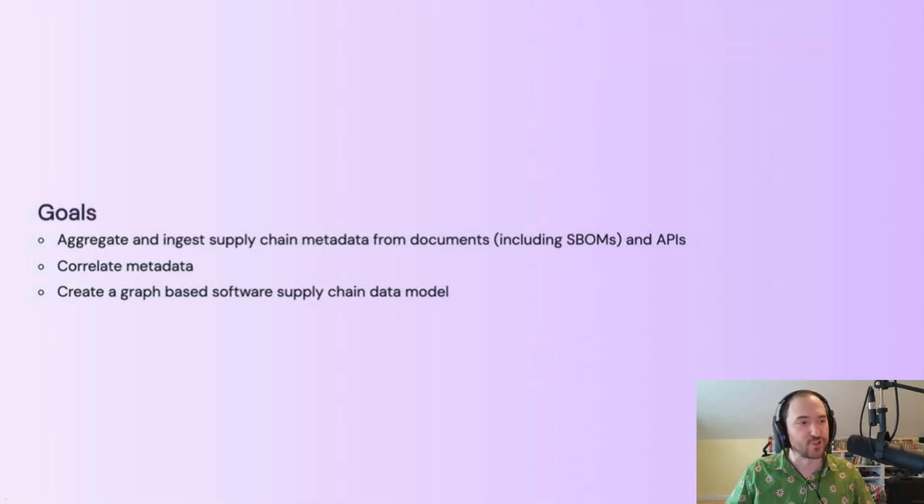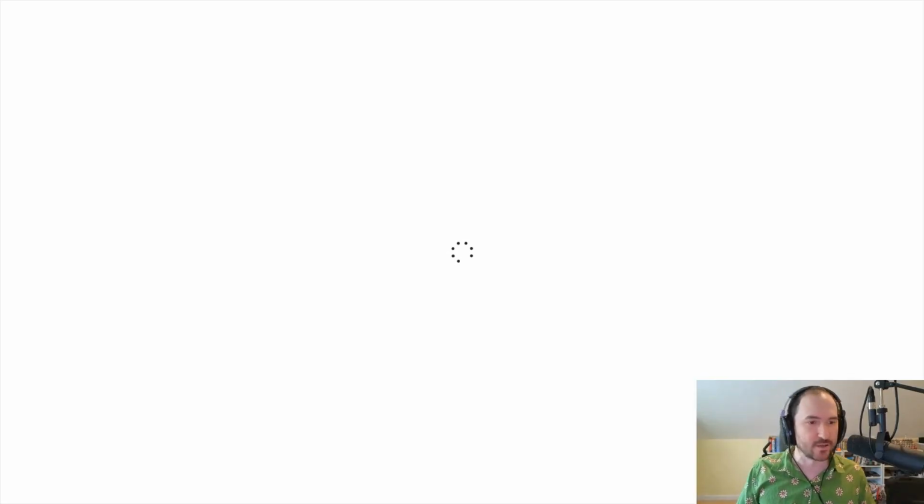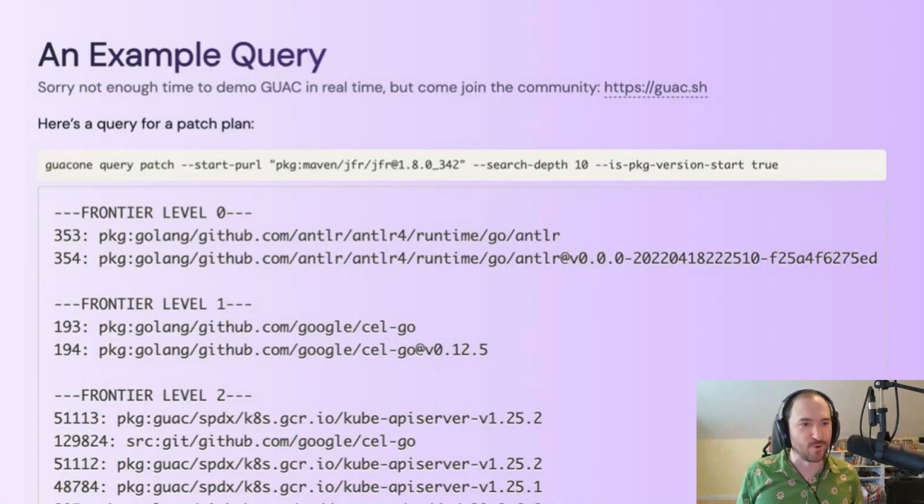And so just to reiterate, the goals for Guac are to aggregate and ingest supply chain metadata, correlate all that information, mostly software bills of materials, and then create a graph-based software supply chain data model. And so what does this look like? I can't show a demo in real time, but for folks who are interested, feel free to go to guac.sh where you can learn more.